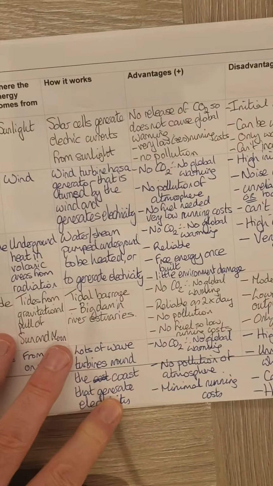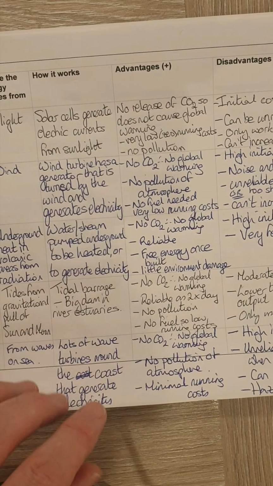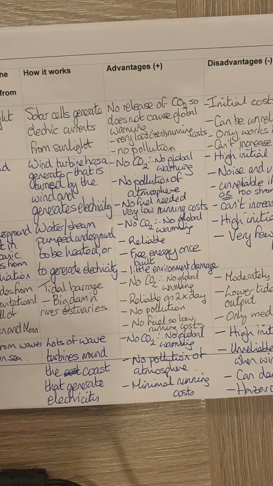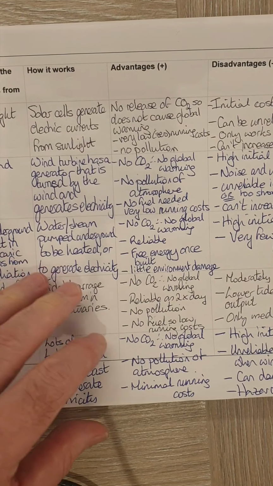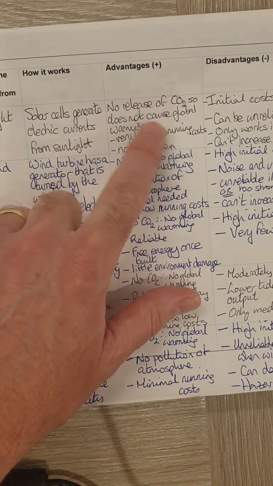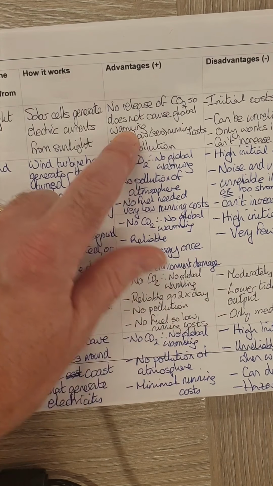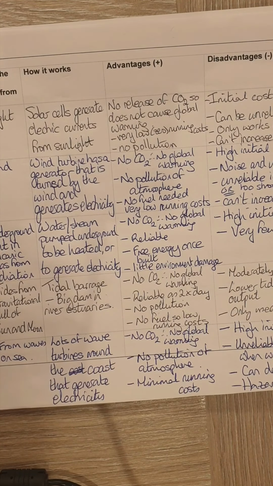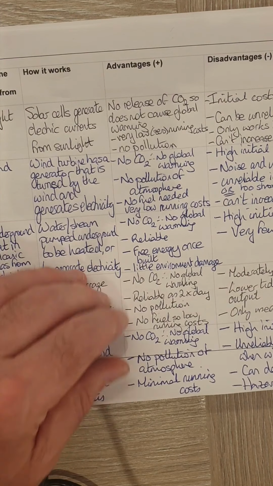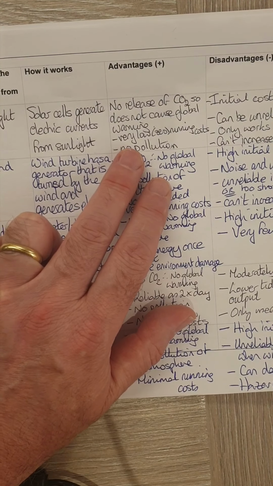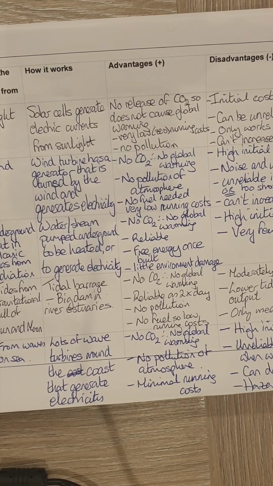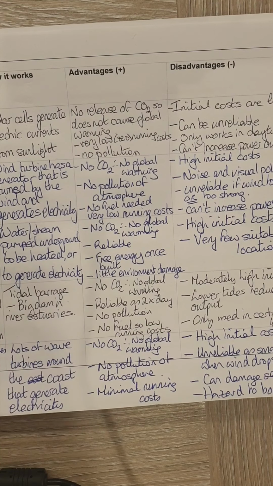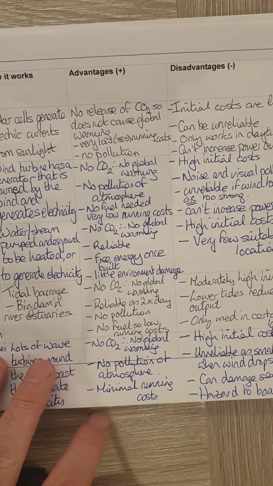So what are the advantages of these? Well, for solar energy, the big advantage, and this is an advantage of all of these renewable energy resources, I should say, is that there is no release of carbon dioxide, so it does not cause global warming. This is the big advantage of these renewable energy resources. Solar energy also has the advantage of having very low running costs. Once it's built, it's very low to keep it working, and it's not generating any pollution of the atmosphere.